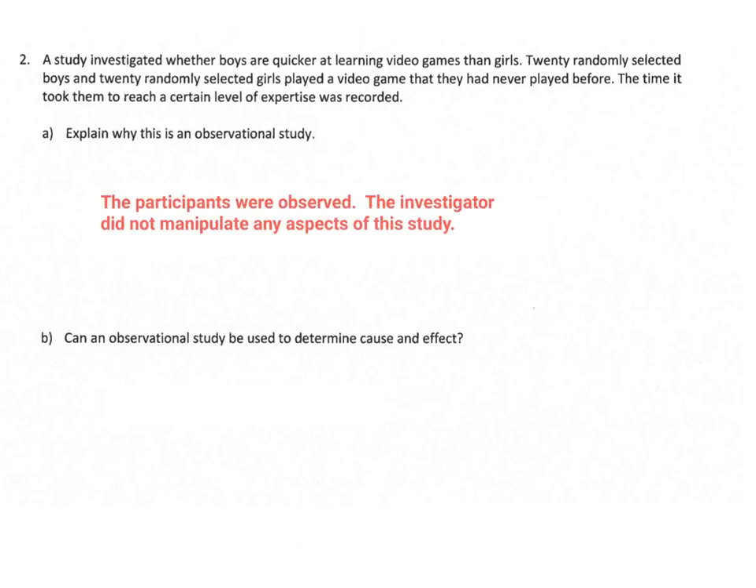All right, part A wanted to explain why this was an observational study. So I just put, it was an observational study because the participants were just simply observed. The investigator did not manipulate any aspects of the study. Okay, they just observed the boys and the girls playing the video game. And they determined the time it took them to reach a certain level of expertise.